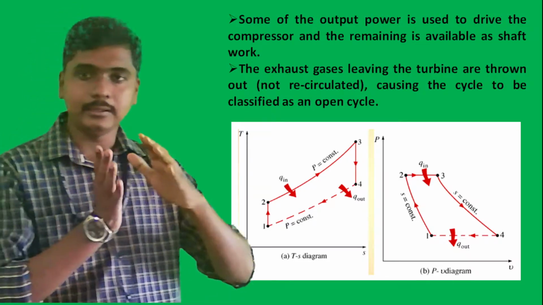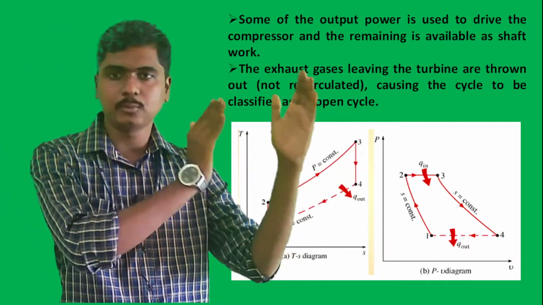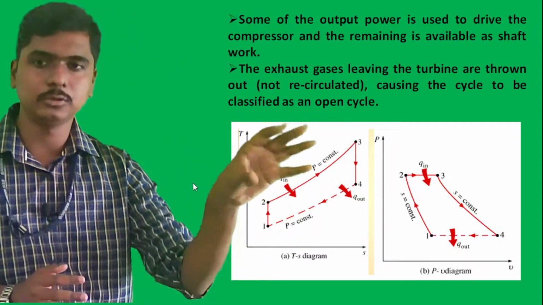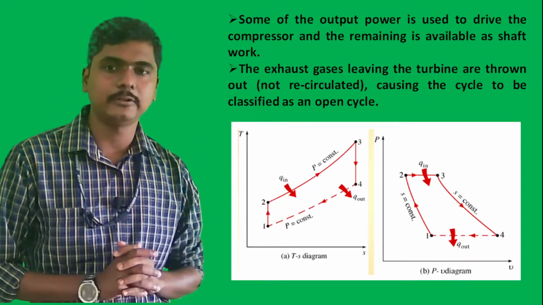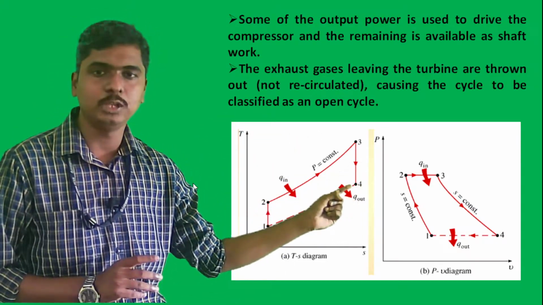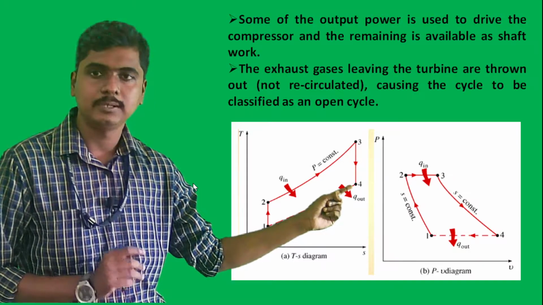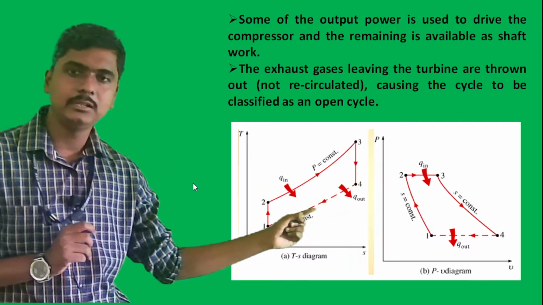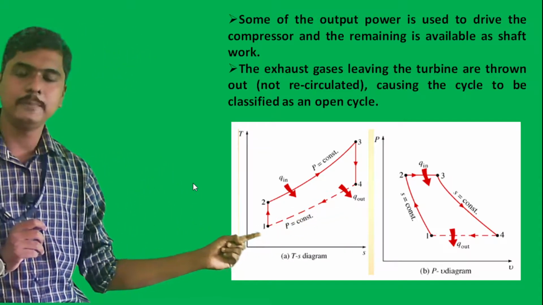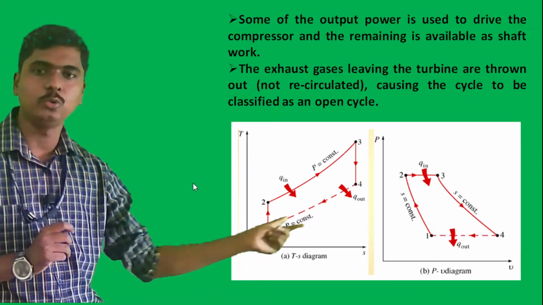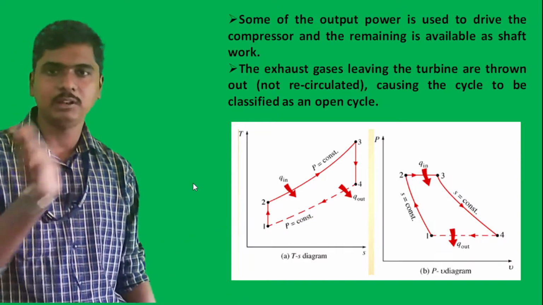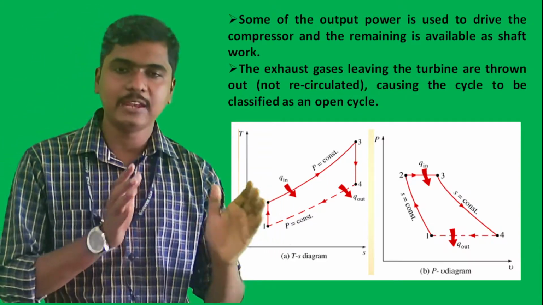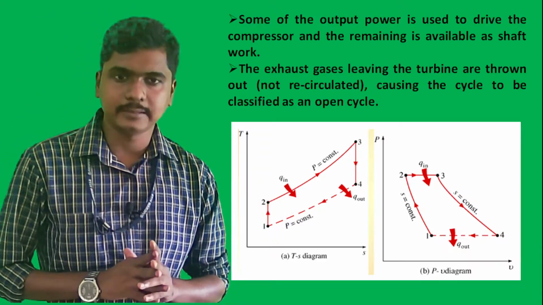Contrary to this, in case of a closed cycle gas turbine, which we are going to cover next, whatever output gases we get from the turbine exhaust, we are going to recirculate, or supply to the inlet of the compressor through a heat exchanger. That I will come to later. So this is the working principle of an open cycle gas turbine.